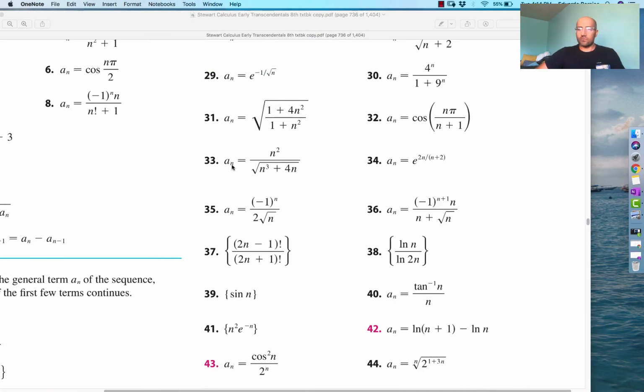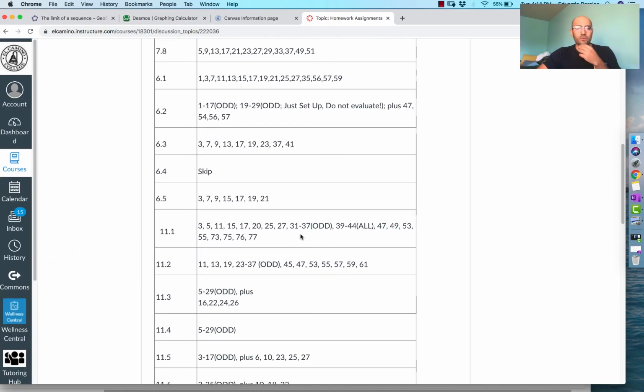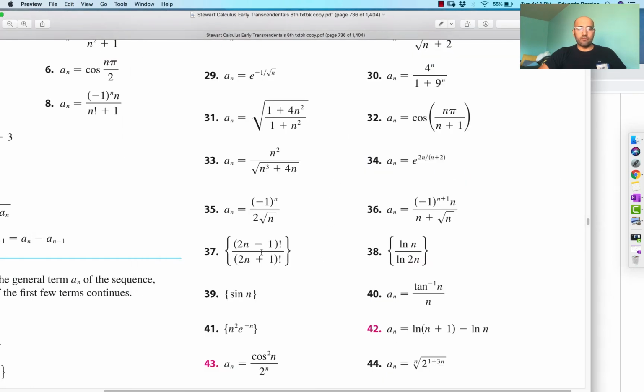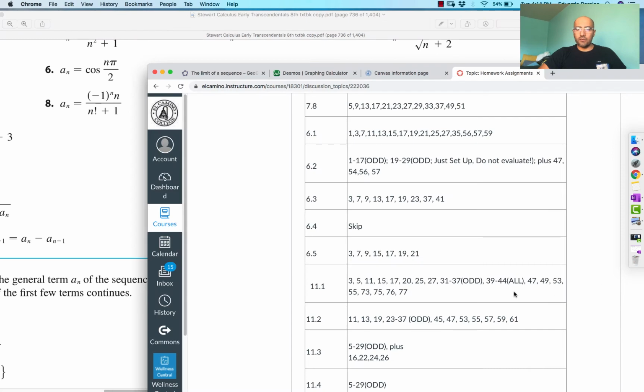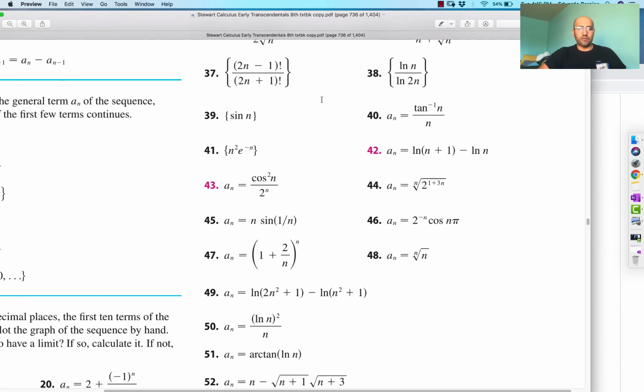Let's see, what else? What else is in your homework? Okay, so 31 through 37. Okay, so those are the kinds of problems we just did. Then 39 through 44 all. Okay, so more of these. Let's try one like, say, number 42.